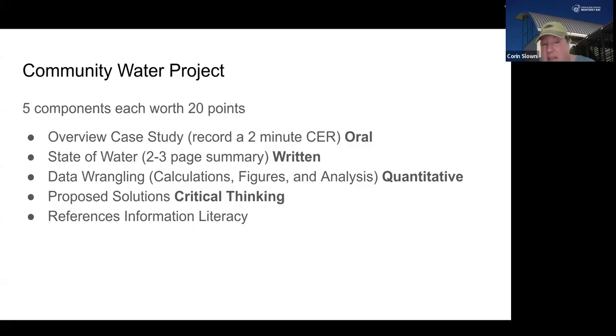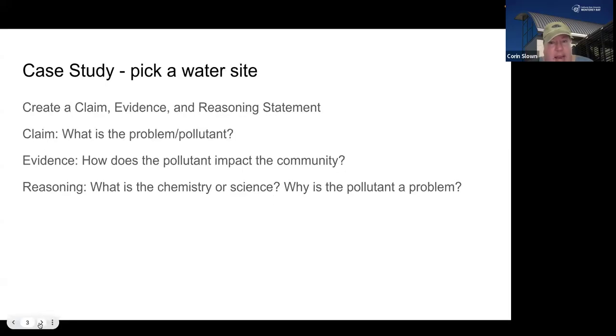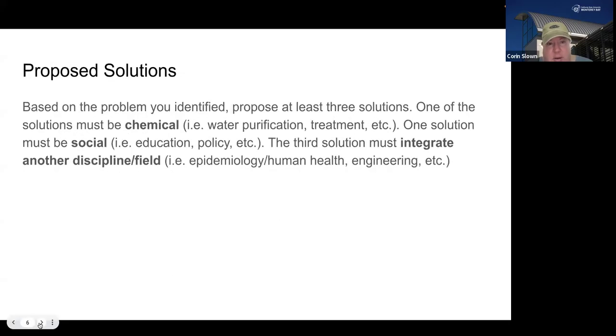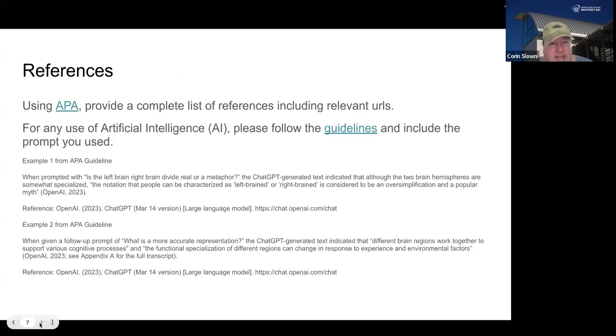Next week, we're going to look at data wrangling, so some of the calculations, figures, and analysis that are associated, and then we'll have some examples of solutions for you. All of this is posted on Canvas, so if you need a quick overview, you can always refer back to this to get a sense of the types of questions you're going to be answering and the examples. And I do have the references specific for us.